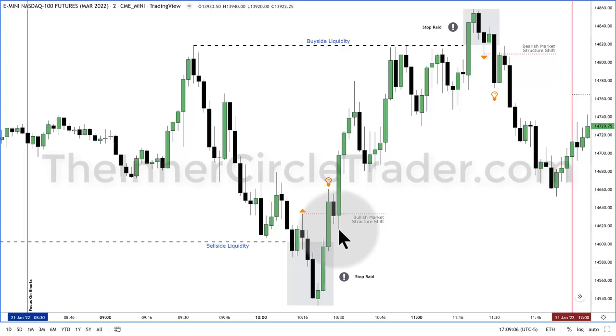That's pretty neat, isn't it? Well, price starts to run where? Above the highs where buy stops will be here, above this high here, and above this high here.